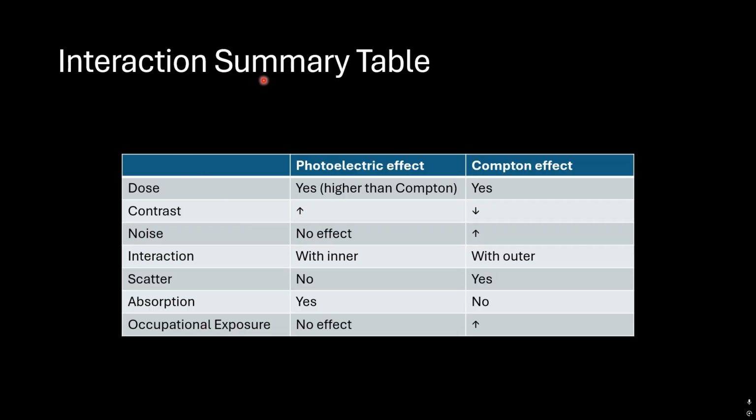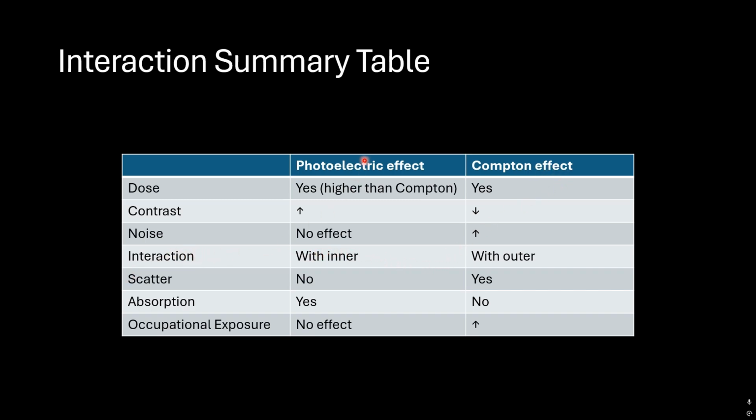So let's sum up the interactions in our table here. We have the dose. For the photoelectric effect, yes, it will increase the dose to the patient, and the Compton effect will do the same but less than the photoelectric effect. We have the contrast. The photoelectric effect is mainly contributing to the image contrast by increasing it. For the Compton effect, it will decrease the image contrast. For the noise, the photoelectric effect will not contribute to the noise, while for the Compton effect, yes, it will increase the noise in the image.